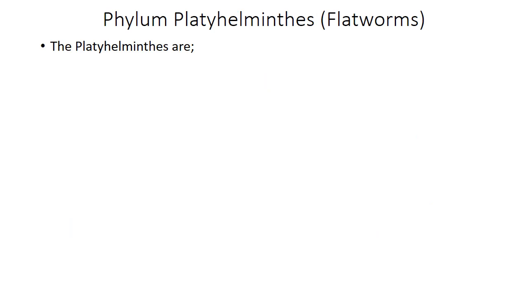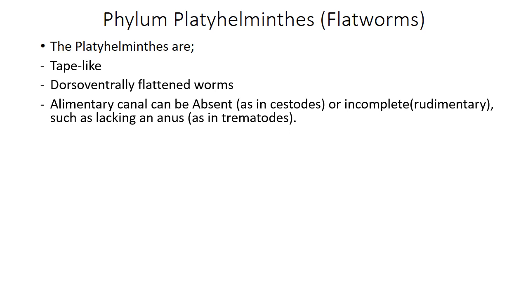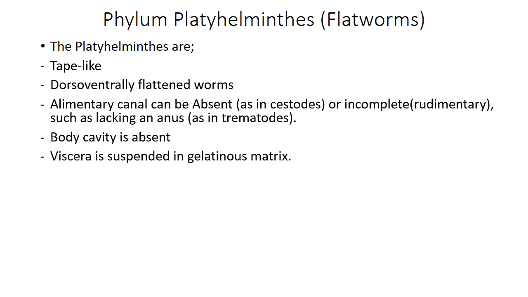Okay, so now let's look at the characteristics of the phylum Platyhelminthes, which are also known as the flatworms. These guys are tape-like in structure, and they are dorsoventrally flattened worms. That's why they are known as flatworms. In terms of the alimentary canal or digestive system, it can be absent in the cestodes, or when it's present it is incomplete, for example lacking an anus in the trematodes. Then they lack a body cavity, and their viscera is suspended in a gelatinous matrix.